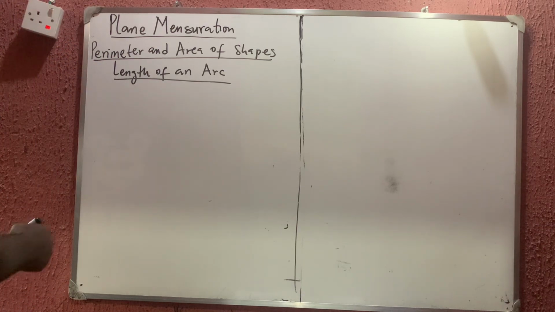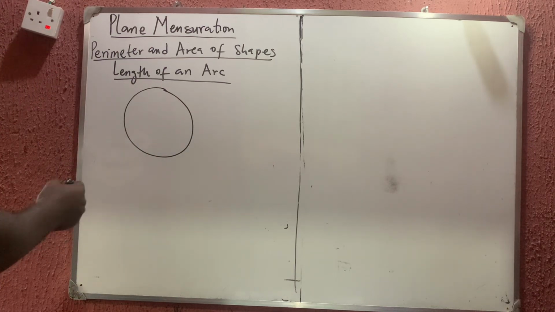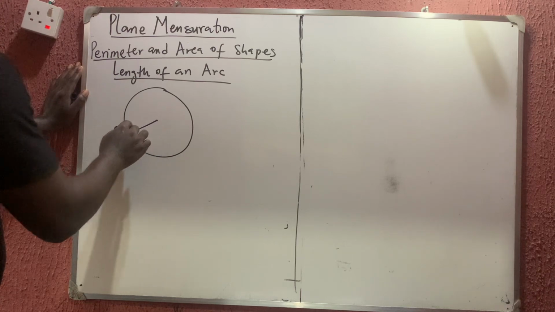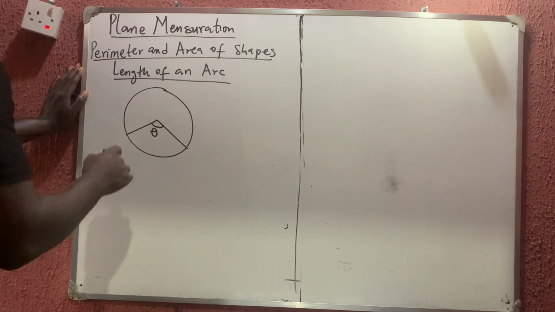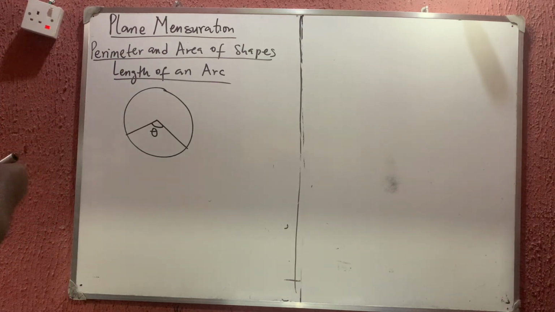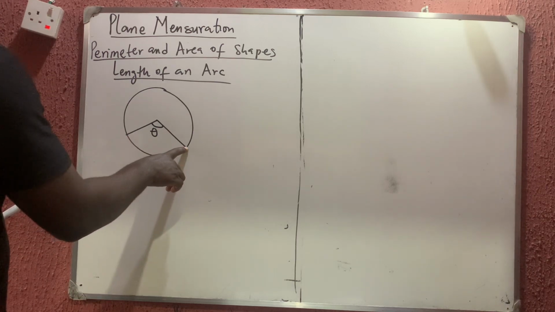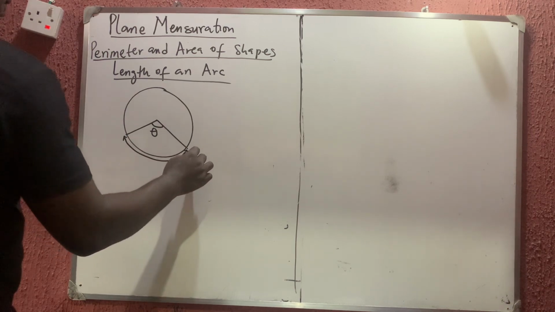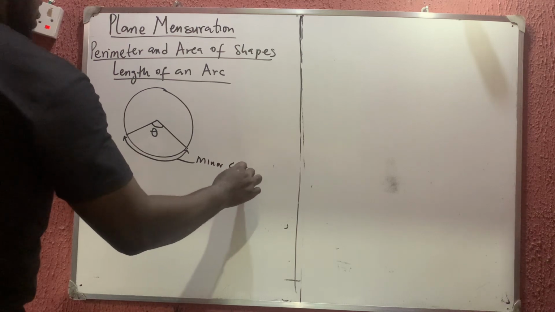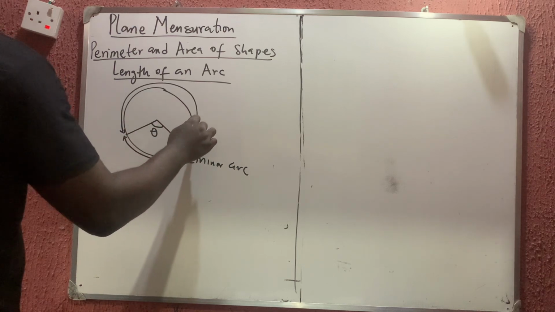Now, the length of an arc, like I told you before, if we have a circle like this, an arc is simply when we have a radius like this, we have two radii this way. Okay, these two radii divide a circle into two major segments, called the minor and the major arc. From here to here is the minor arc, while the one above this one is called the major arc.